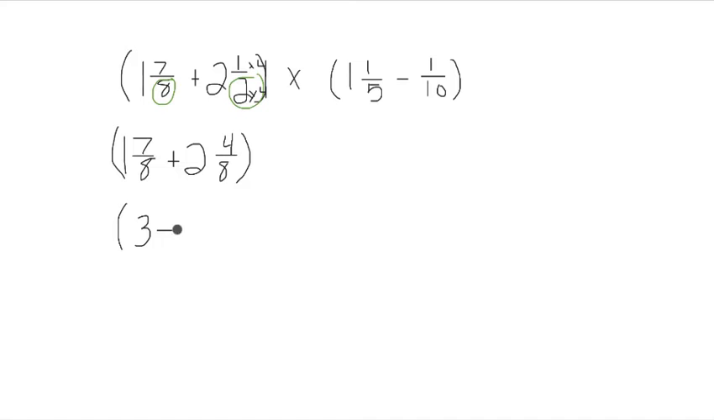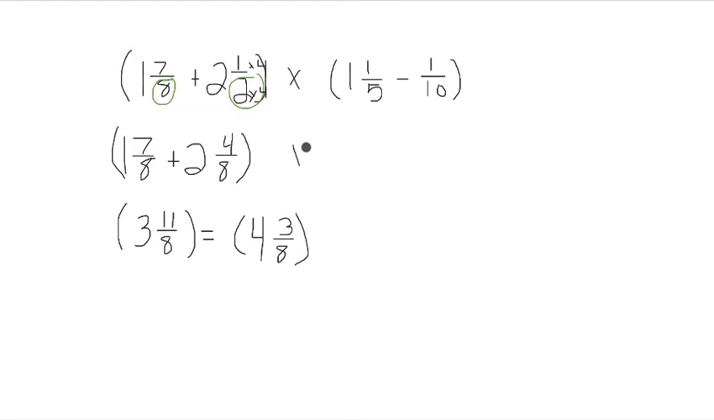I can add my whole numbers, and I get 3. And then I can add my fractions. My denominator is going to stay the same as 8. And 7 plus 4 is 11. Well, my numerator is higher than my denominator, so that means I have to change that. 8 goes into 11 one time, so 1 plus 3 is going to be 4. My denominator is going to stay the same as 8. So that's 4, and then 11 minus 8 is 3, so 4 and 3/8.